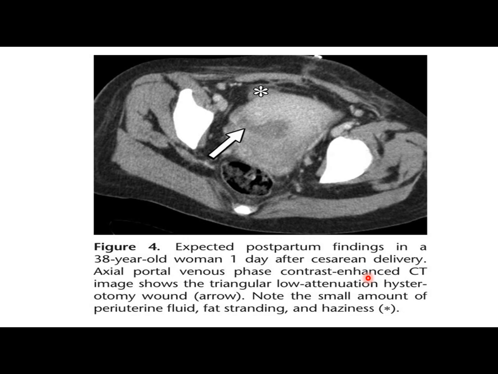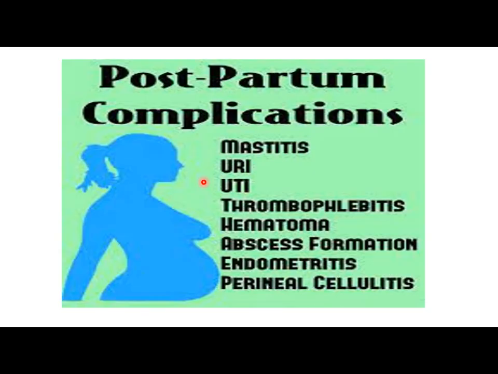Also, this is an axial contrast enhanced image. There is a hypoattenuating linear non-enhancing area in the anterior uterine wall, indicating the site of hysterotomy. Also, there is a small hematoma, and sometimes periuterine changes like a few cc of free fluid collection and fat stranding or haziness are considered normal findings.